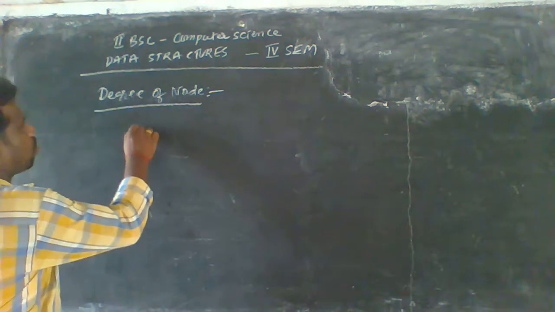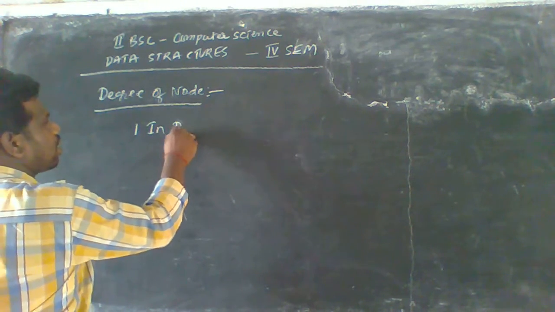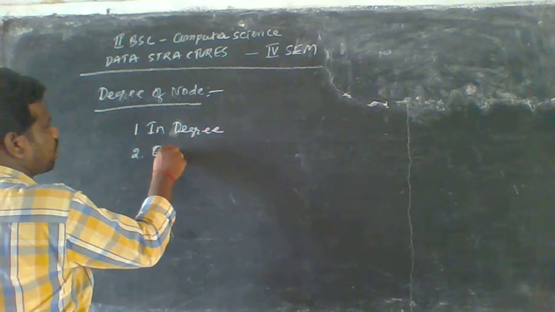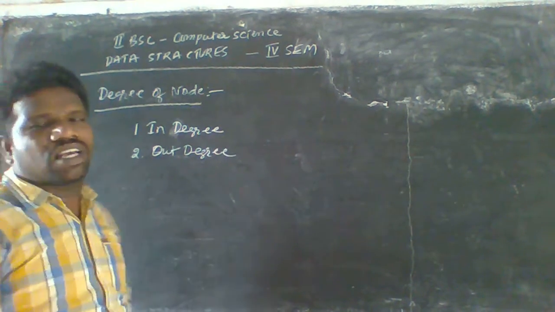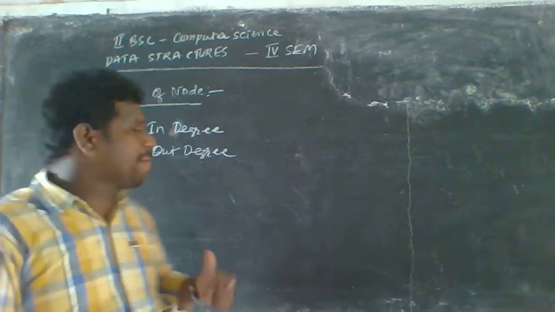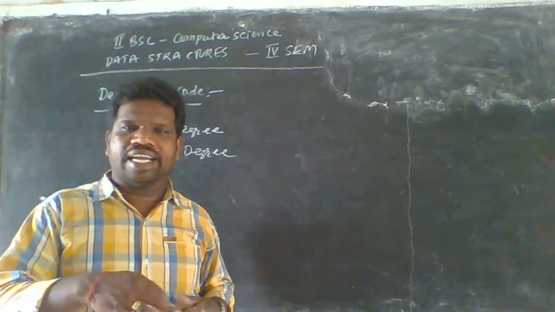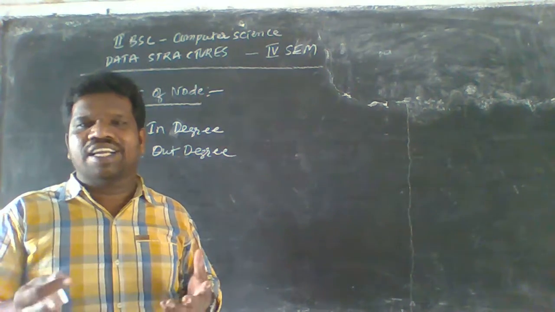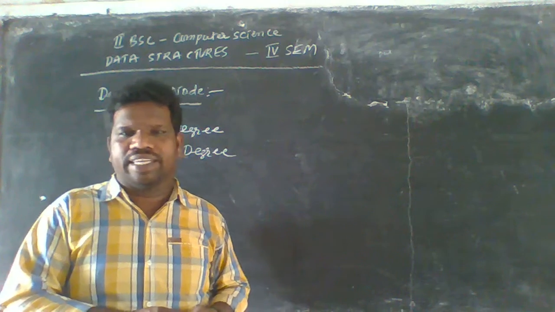So this is called the in degree, and the second one is called the out degree. What is in degree? What is out degree? If you want to specify the degree of nodes, we have to use only directed graphs, not undirected graphs, because in degree and out degree depend on the direction of the directed graph.